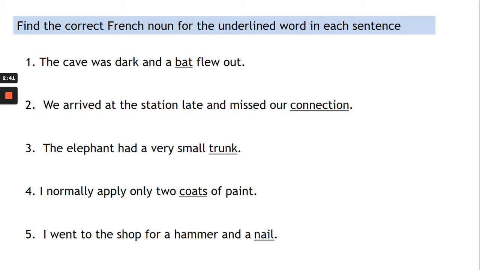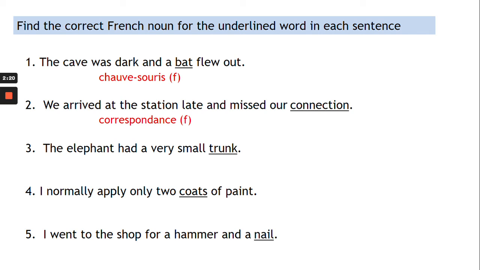Okay, so hopefully you paused the video there and you've managed to find a version of these underlined words. It's only the underlined word that we need to find. So the cave was dark and a bat flew out. The word bat there is chauve-souris, so the animal. We arrived at the station late and missed our connection. The word you're looking for is notre correspondance.